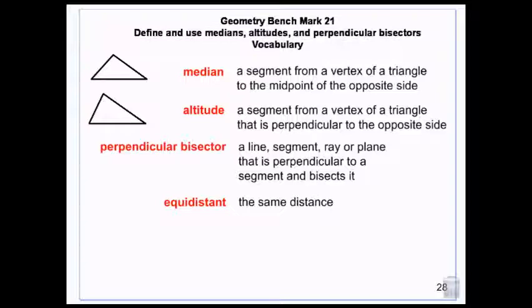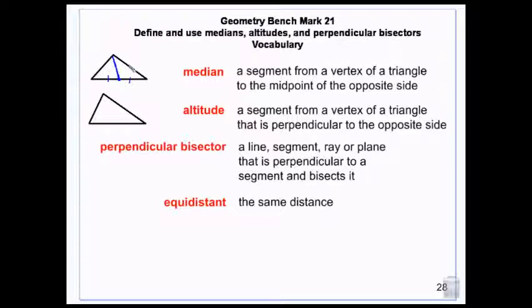When we talk about a median, if this is the midpoint of this side, the median is going to come from the vertex to the midpoint. So a median will cut the opposite side in half, and every triangle has 3 medians.